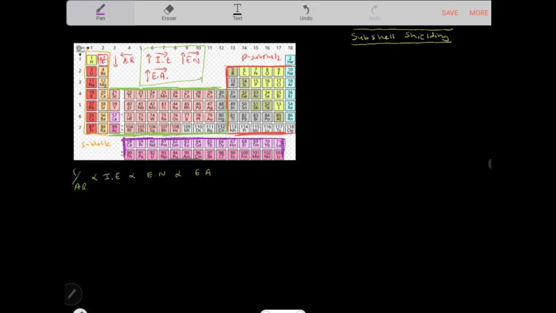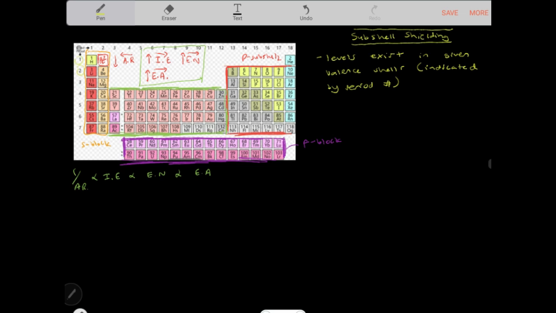And this represents the f subshell. Okay, so the f block represents the f subshell, and we can use this to figure out the electron configuration. Now, there's basically going to be levels. Levels exist in given valence shells, and the valence shells are indicated by the period number. And we showed that out here, right? This is period number 1, 2, 3, and this just tells you which shell the valence shell is.